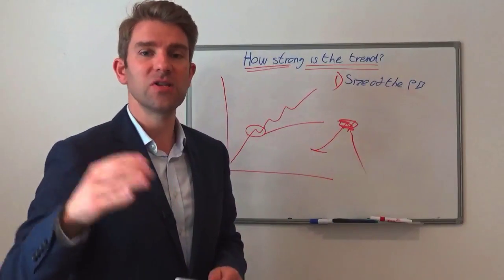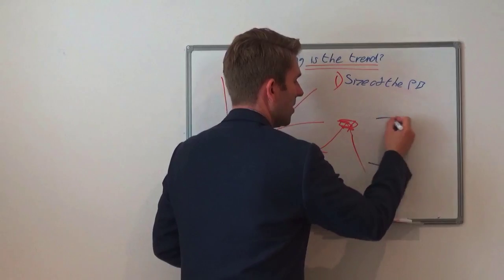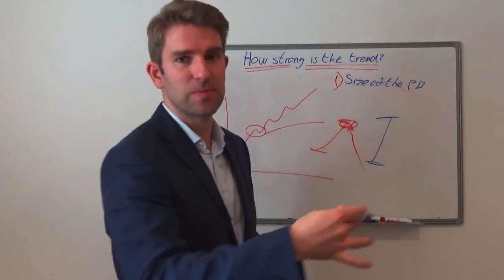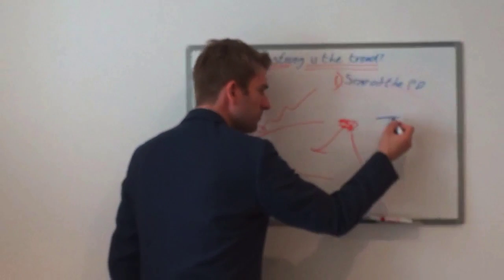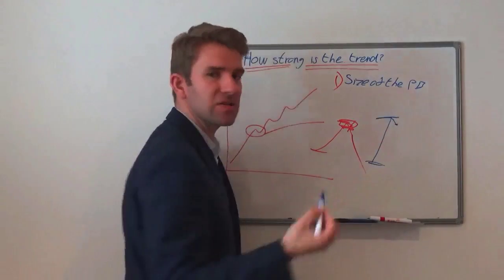Okay, the size of the pullback. A good way of quantifying this is to work it out in terms of percentages. So there's your percentage move, whether that's from a swing perspective or a day trading perspective. We then see this pullback here. At what point does that start to stall?